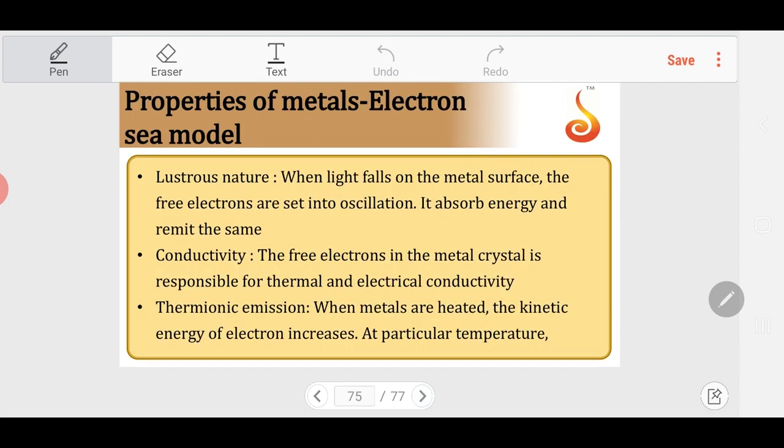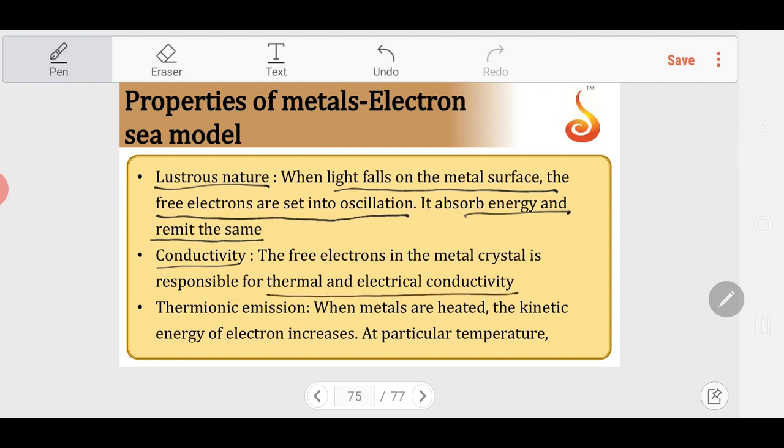So the electron sea model can explain the properties, such as lustrous nature. When light falls on the metal surface, the free electrons are set into oscillation, so they absorb energy and re-emit the same. As a result, the metal surface appears lustrous in nature. Conductivity: the free electrons are responsible for carrying electricity from one part of the metal crystal to another part of the metal crystal. So both thermal and electrical conductivity can be explained by the presence of lots of free electrons.